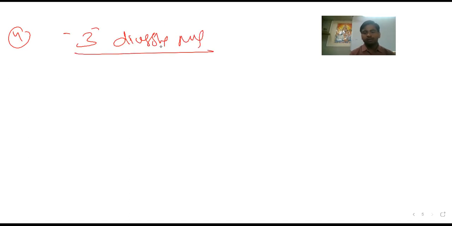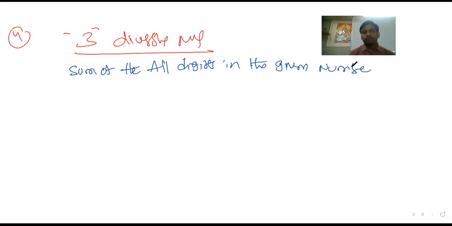Now next, the fourth case: the divisibility rule of 3. It's very simple. The logic is that if the sum of all the digits in the given number is divisible by 3, then the entire number is divisible by 3.